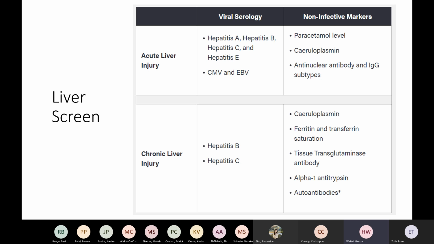So these are just general things that you can think about looking for, especially when you're looking at medical jaundice. In terms of surgical jaundice, Preena's going to talk about that. So that is, I believe, everything from me. Thank you all for listening.